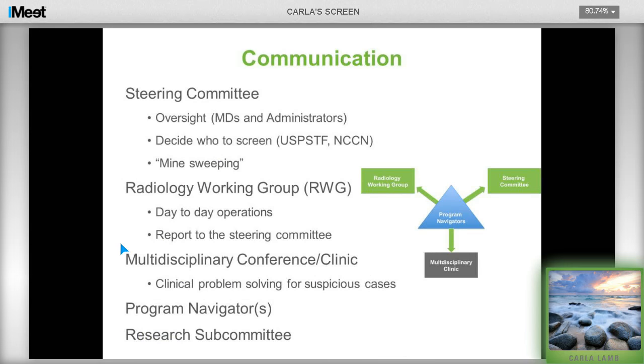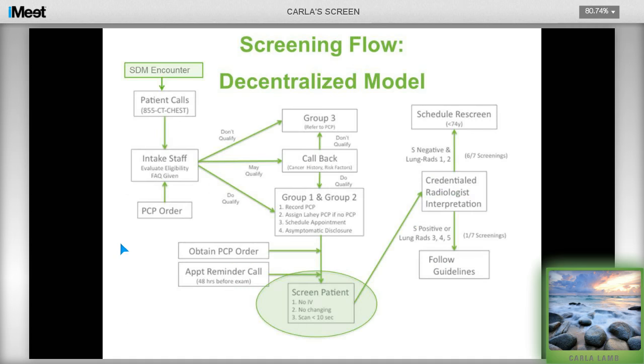So with that, I'm also going to hone in. I mentioned a bit about the program navigator. We also added here a research subcommittee, and what we found is that about 62% of the patients who participate in lung screening are enrolled in one or more research studies. I'll talk about that toward the very end, about some potential things that we've identified over the last 4 years that really could have significant impact on clinical care and preventive medicine in patients who are getting screened for lung cancer.